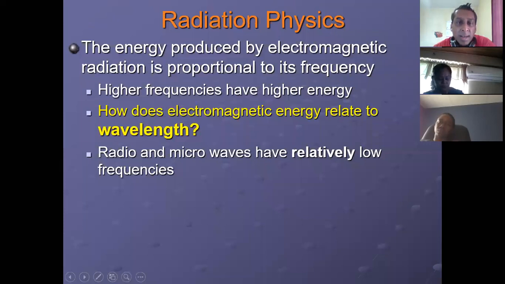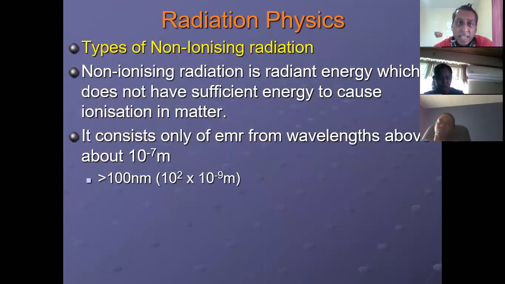So non-ionizing radiation is radiant energy which does not have sufficient energy to cause ionization in matter. I'd explain that again, but it's actually done on the slides, so I'll leave it for those slides. It consists only of electromagnetic radiation, EMR, from wavelengths above about 10 to the minus 7 meters, right? And this piece of maths here is the same thing as this.